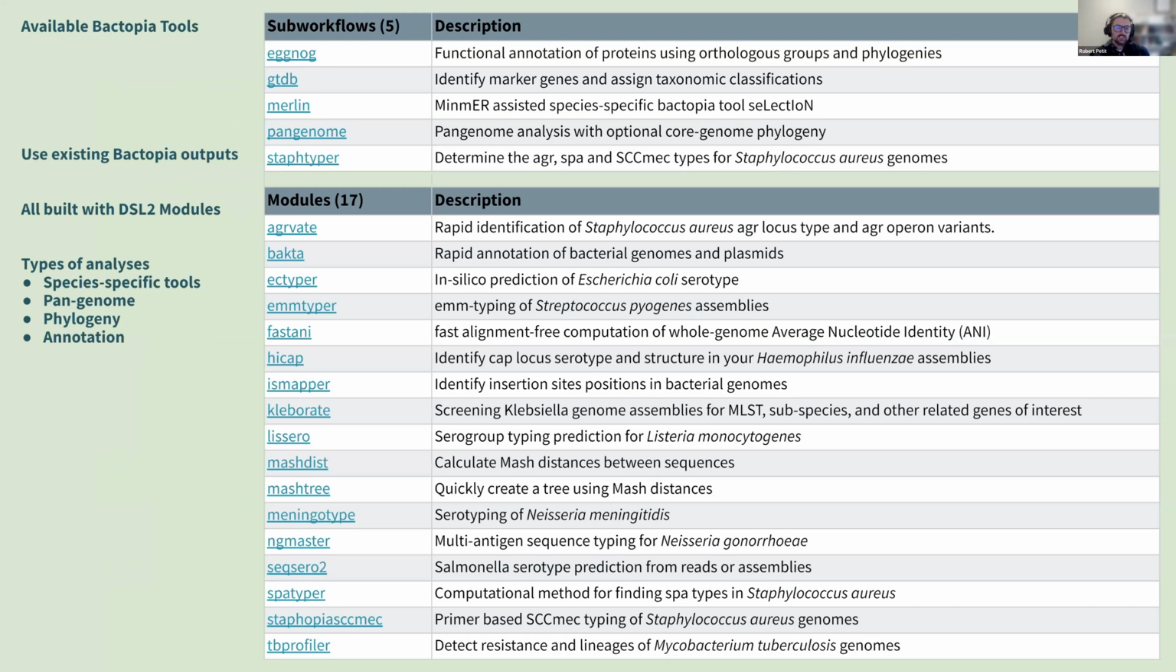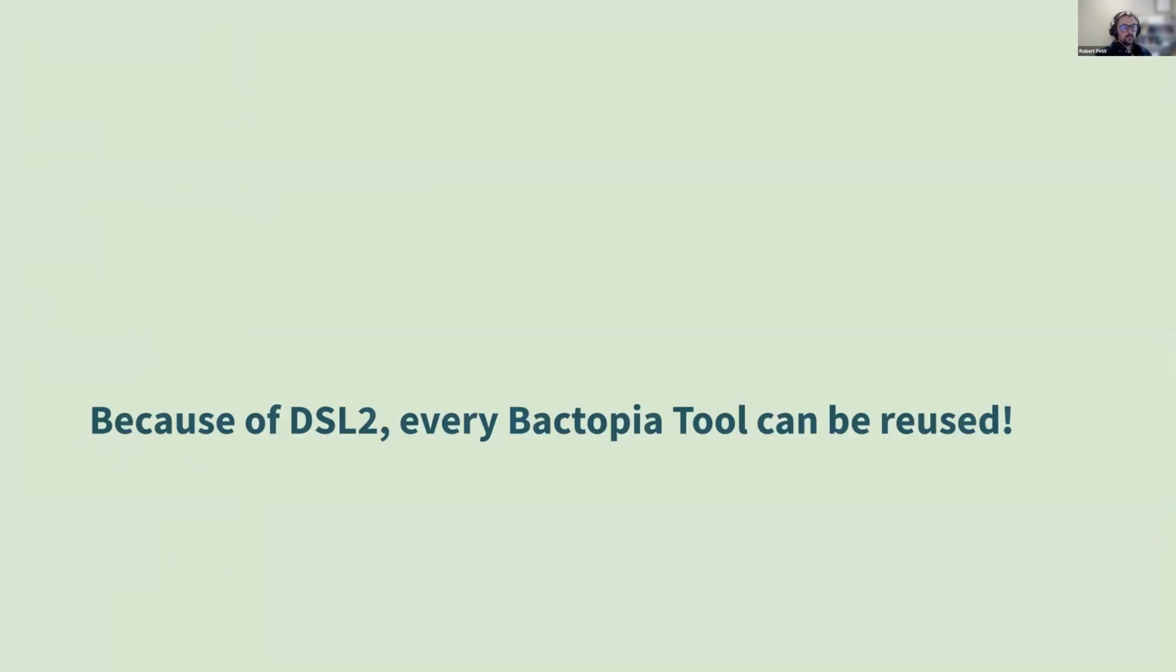I won't go through the list of all these tools, but at the moment there are 22 additional tools to the main Bactopia pipeline. These include species-specific tools, pangenome, phylogeny, and annotation. And they're all built using DSL2 modules. I really want to highlight that because of DSL2, every Bactopia Tool, which is a DSL2 module, can be reused.